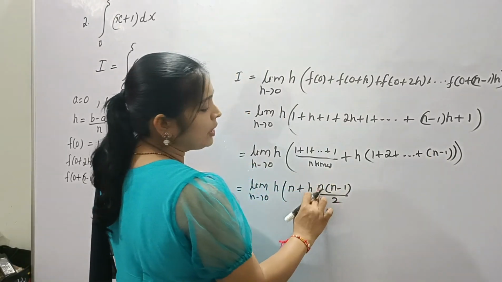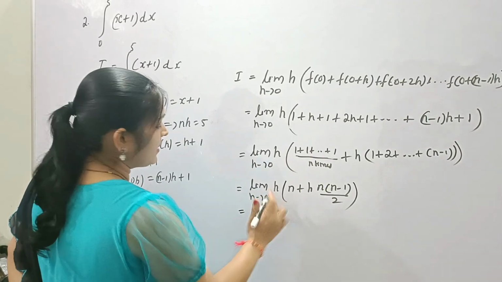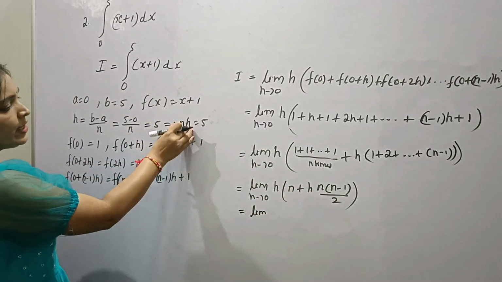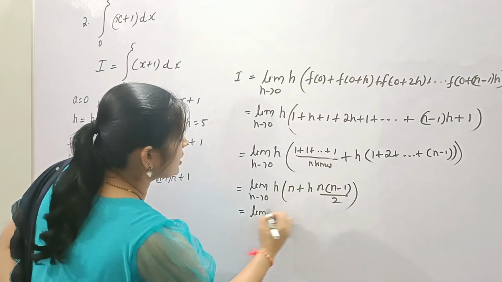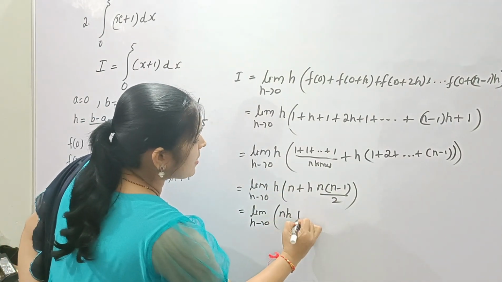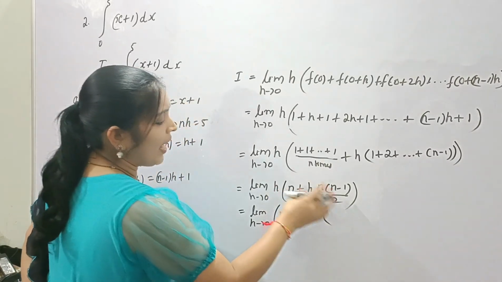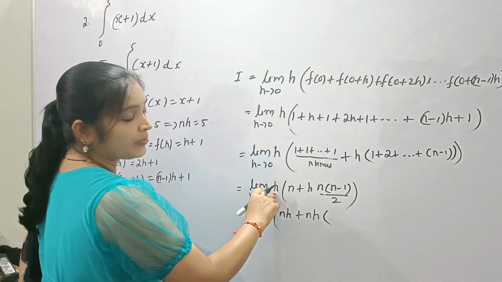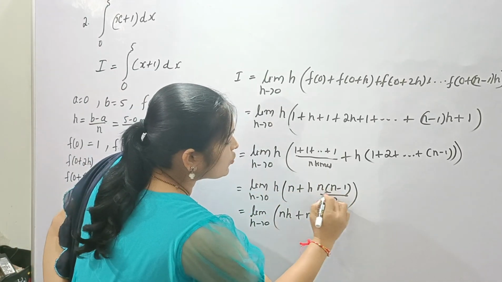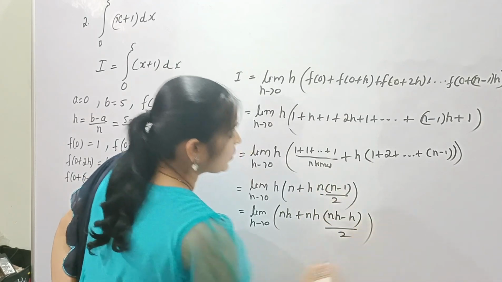This sum is n into n minus 1 divided by 2. Now here we have the value of nh, so according to that we will simplify this one. Limit h tends to 0, nh plus nh into h. We have to multiply both these terms by h. So here it will be nh into nh minus h divided by 2.